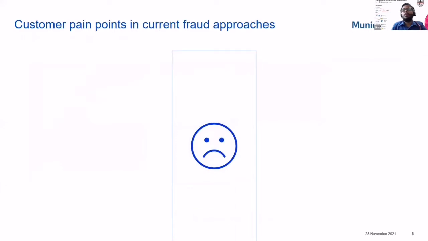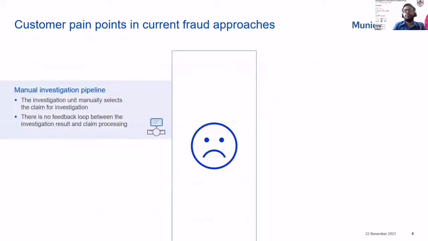When we work with multiple insurance companies, right? When we did the workshop and tried to understand the pain points, we generalized into 4 key main sections. When we look at the claims processing, most of the investigation pipeline is a manual one, where they manually select the claim and send it for the investigation. And there is some automation involved, but not a complete one.